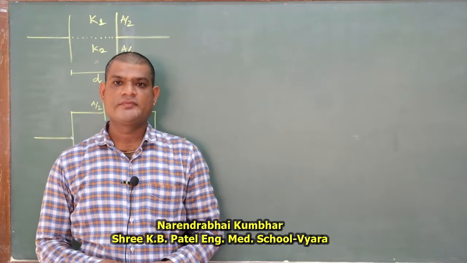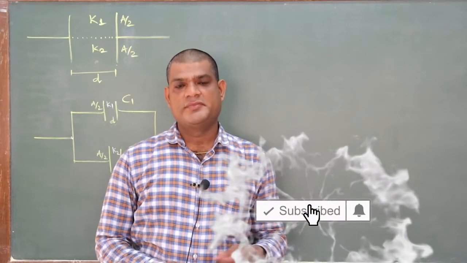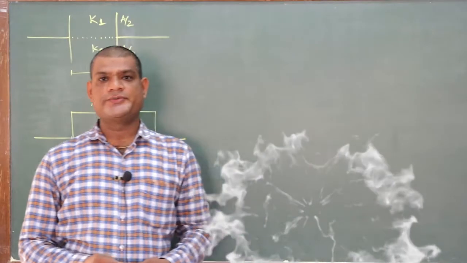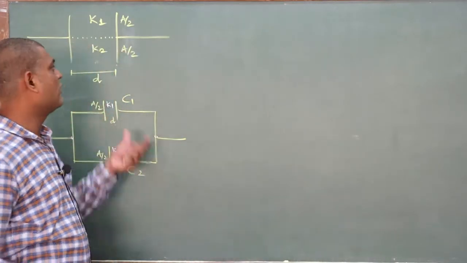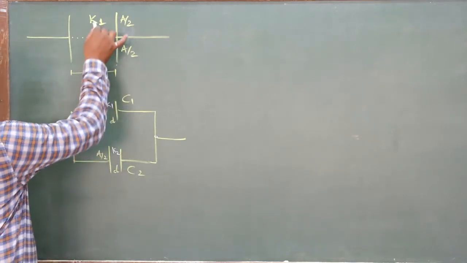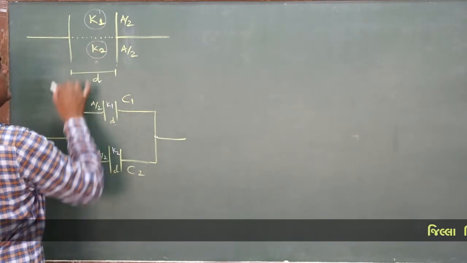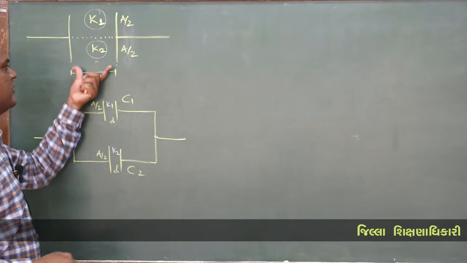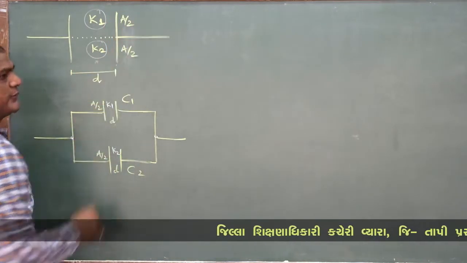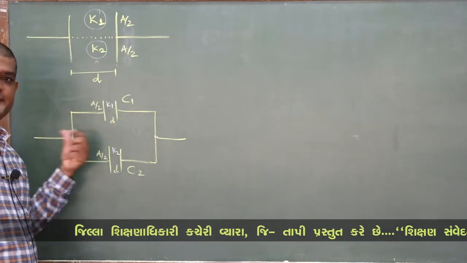Dear students, we are doing the practice of the different examples on the capacitor. In the last video we were on this example. This is the capacitor, and the dielectric medium K1 is kept on the upper side and the dielectric medium having constant K2 is kept on the lower side. So the area of the plate is divided into A by 2 and A by 2. That's why we can simplify this diagram in this way.